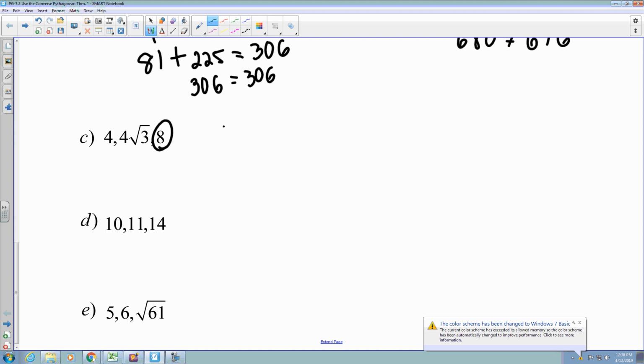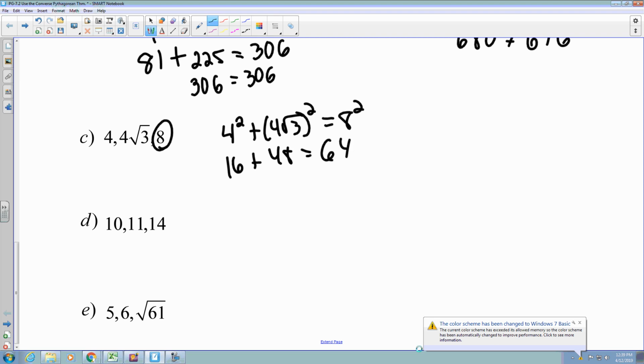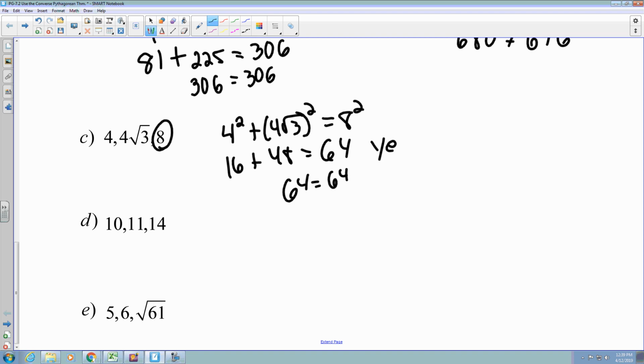So we're going to ask: is 4 squared plus 4 times the square root of 3, squared, going to equal 8 squared? 4 squared is 16. The square root of 3 squared is 3, and 4 squared is 16, so 16 times 3 is 48. I want to see if that equals 8 squared, which is 64. Taking 16 plus 48, I got 64. 64 equals 64, so I can say yes, these make up a right triangle.